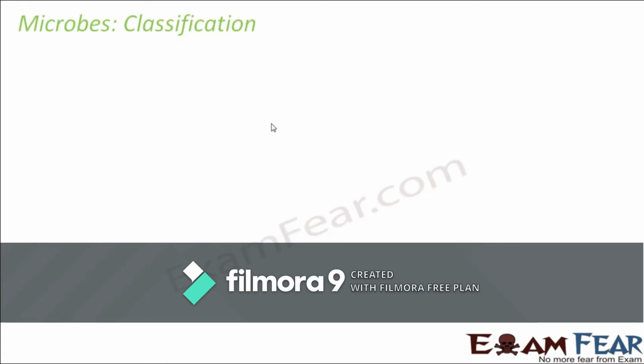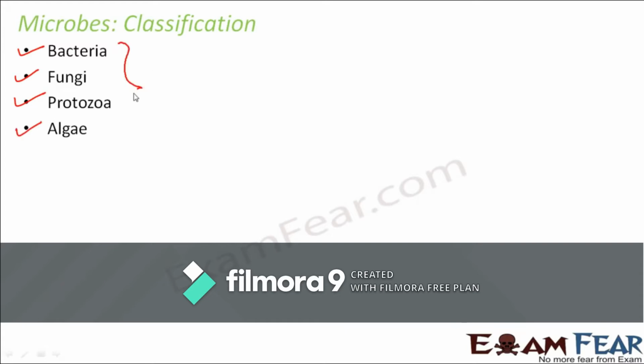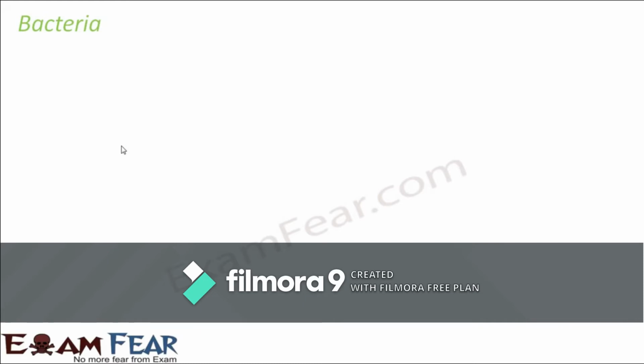Okay, so now let us look at the various groups into which microorganisms can be classified. They can be broadly classified into 4 groups: bacteria, fungi, protozoa and algae. These are the 4 main groups into which microorganisms can be classified. As I mentioned before, we will talk about each of them in a little more detail, how they look like. So let us talk about bacteria first.